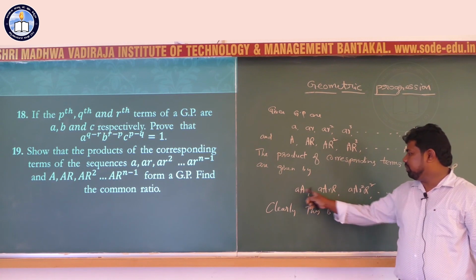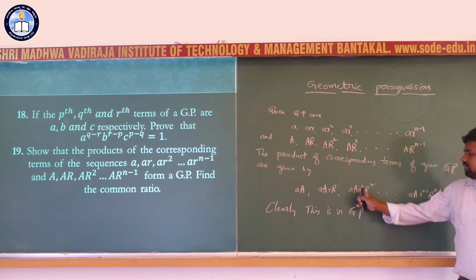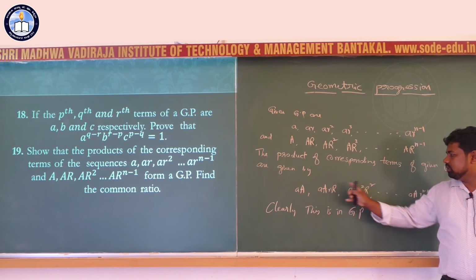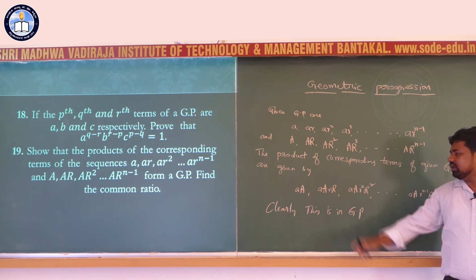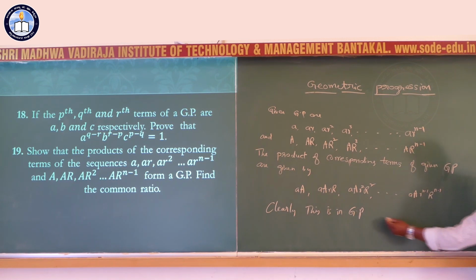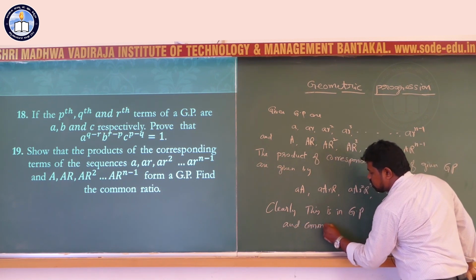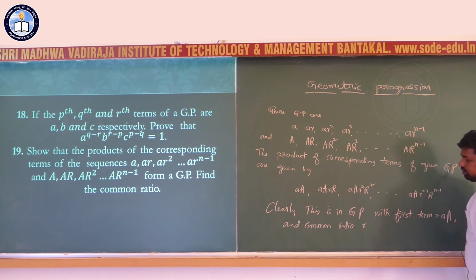Here, second term by first term: A cancels, so small r by capital R. Third term by second term: A cancels, small r square by small r, capital R square by capital R. So clearly this is in GP with the first term equal to A and common ratio rR.